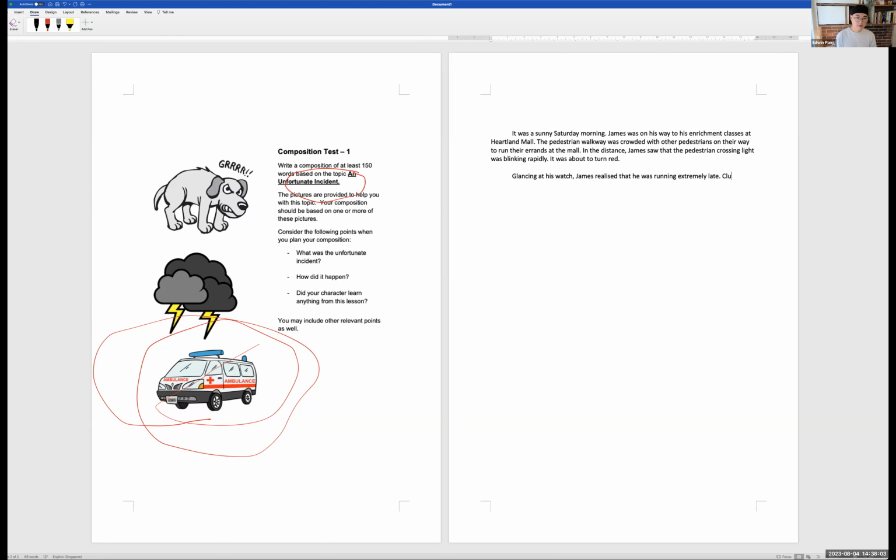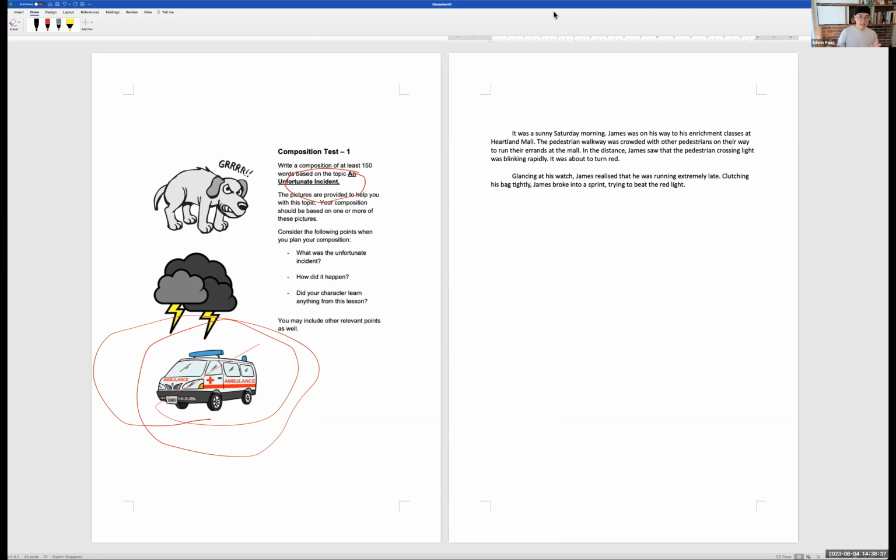So then, clutching his bag tightly, because James was holding his bag full of his enrichment materials, right? James broke into a sprint, trying to beat the red light, right? Okay, so he wants to get to the pedestrian crossing before it turns red, right? So he's trying to beat the light, right? He was running, sprinting to cross the pedestrian crossing before it turned red.